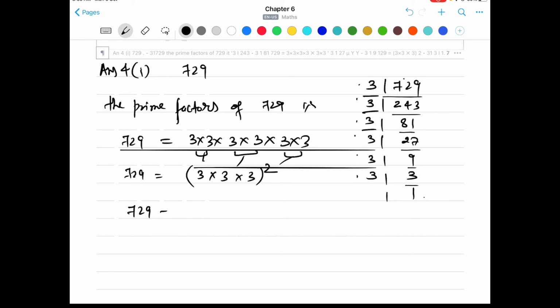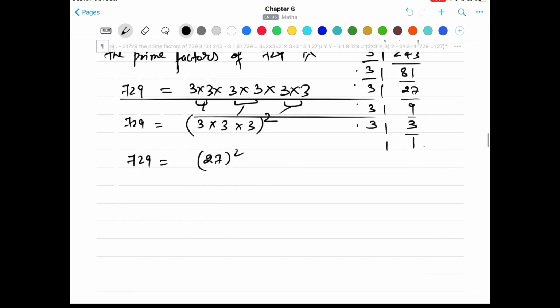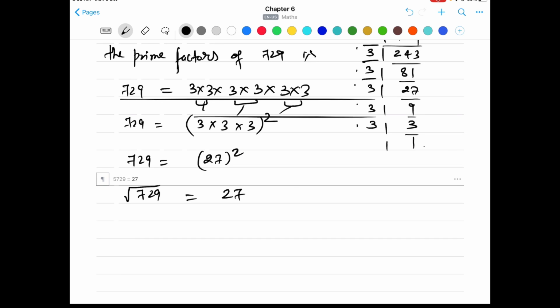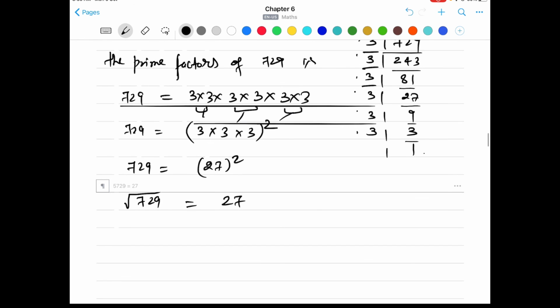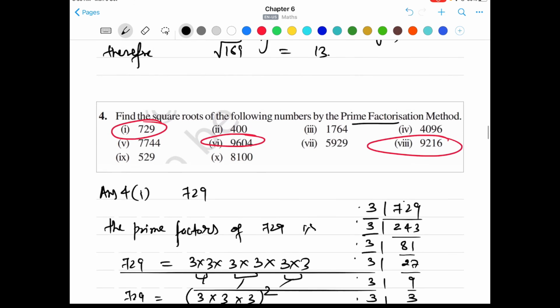Okay, so we have 729, this 3 into 3 will be 9, 9 into 3 will be 27 square. So 729 is equal to 27 square. Like I said, if you move this power 2, which is square, onto the left hand side, it will become square root, that is square root of 729 is equal to 27. Like I said, when you shift a positive number to the other side of the equality, it will become negative, or a negative number will become positive. In a similar way, the square will become the square root. So that's part 1 of question number 4.